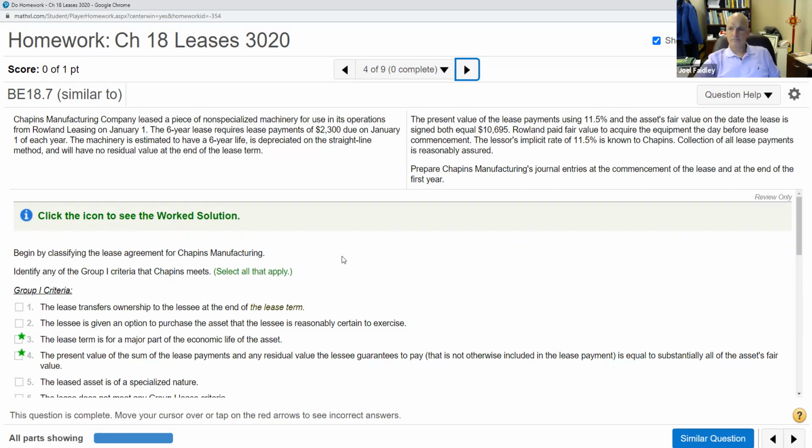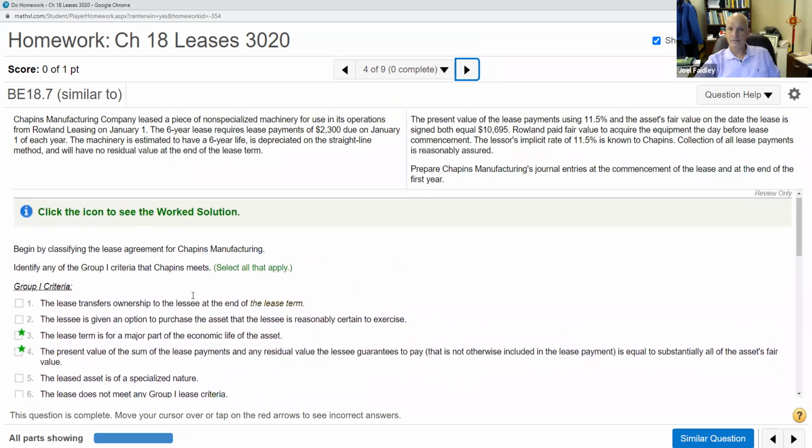All right, number 4. Chapin's Manufacturing leased a piece of non-specialized machinery. 6-year lease, $2,300 due at the beginning. Remember, all these leases, you got to pay up front. They're not going to give you an asset and say, well, pay for it at the end of the first year. It's going to be paid up front, and normally it's going to be paid monthly, not annually, like Pearson has you think. And so it says the present value of the lease payments using 11.5% is $10,695. So they're giving you that information here.